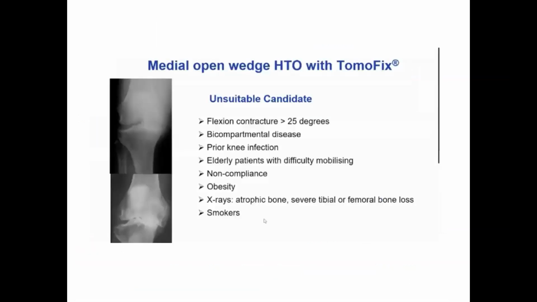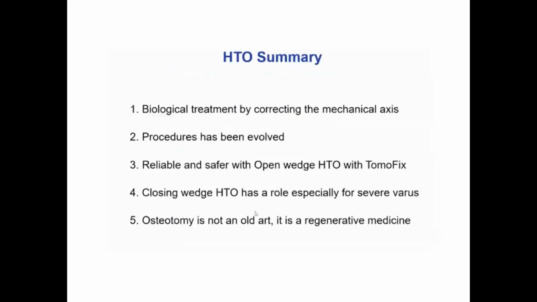Patients who are unsuitable for medial open wedge osteotomy are those with flexion contraction more than 25 degrees, bicompartmental disease, prior knee infection, elderly patients with difficult mobilization, obesity, X-rays showing atrophic bone and severe tibial and femur bone loss, and smokers.